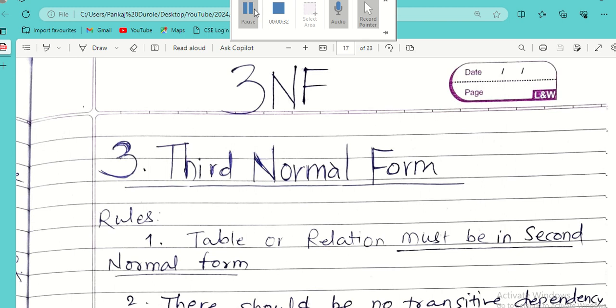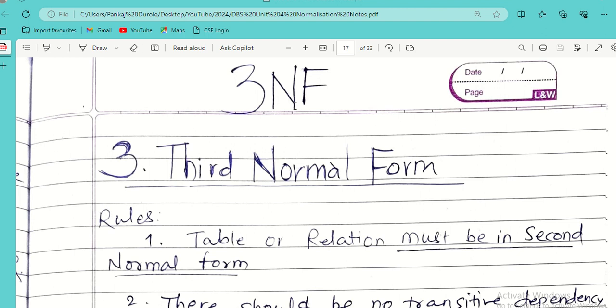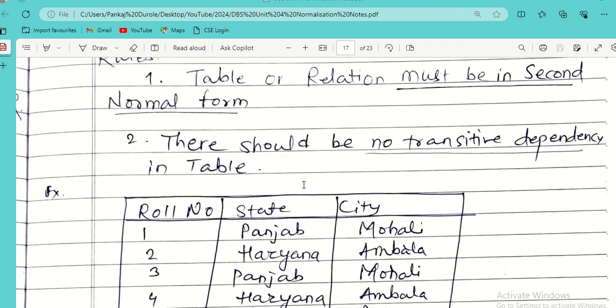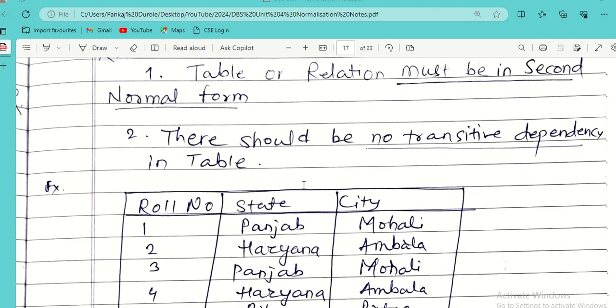there was a condition: the non-prime attributes of the table should be fully functionally dependent on the primary key. So these are the two conditions that the third normal form must follow. Now apart from that, there should be no transitive dependency in the table. Transitive dependency means A is determining B, B is determining C, so A will determine C. Such a scenario should not be there.